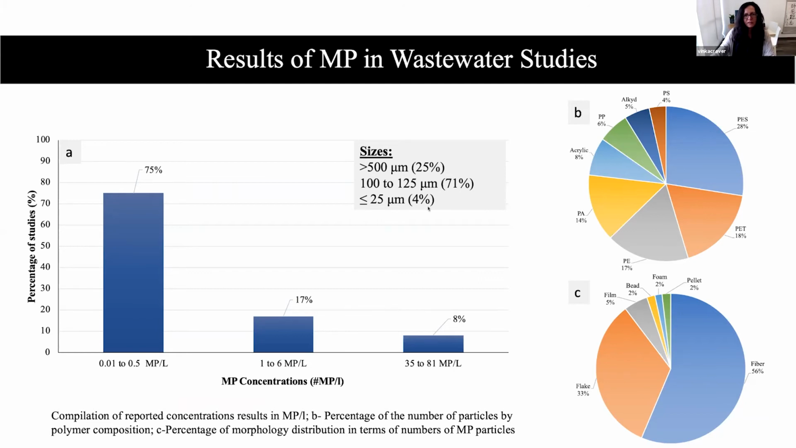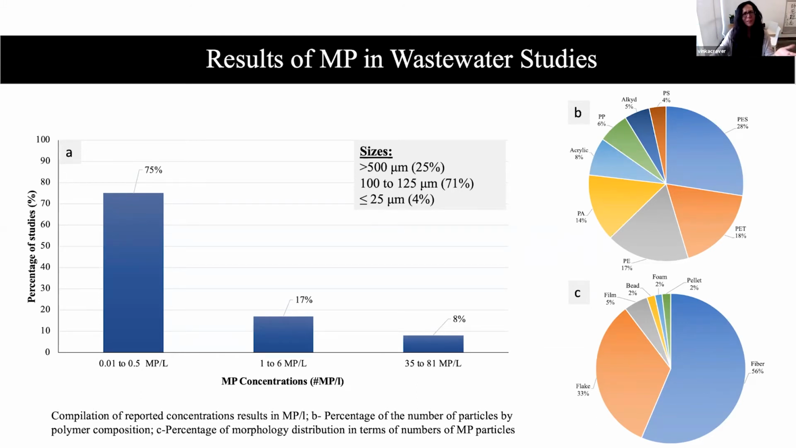If you go below 25 micrometers, you are getting a much larger number of particles. Also, what you see here in the pie chart is the composition of the different polymers. So you find pretty much any type of polymer that you can imagine from plastics. However, since these were urban wastewater treatment plants, the dominant geometry for these particles was fibers, originating from clothing.